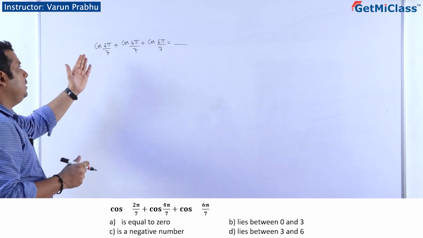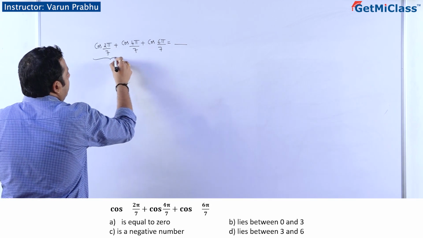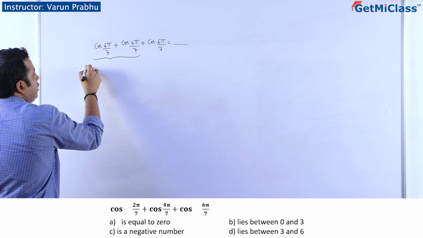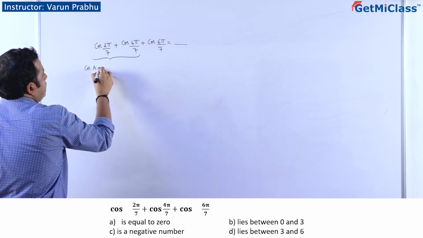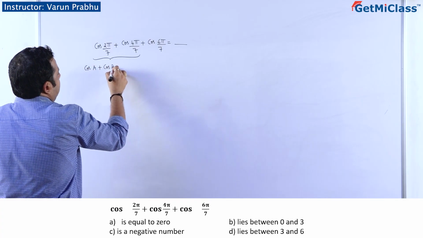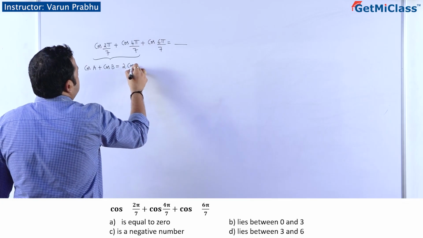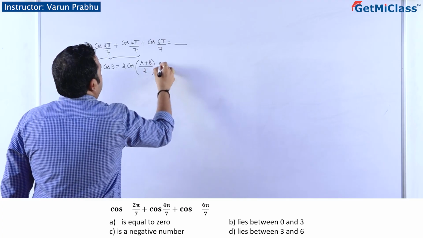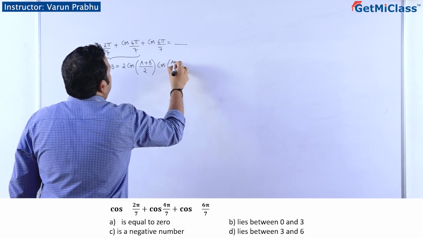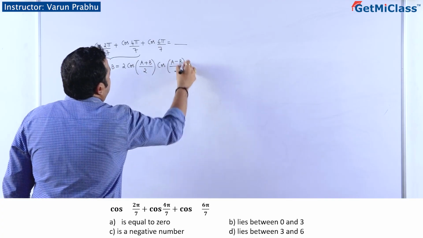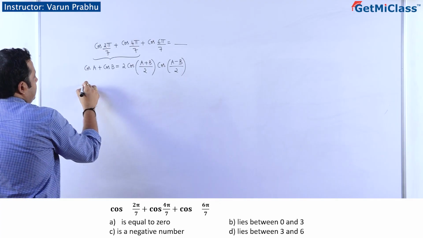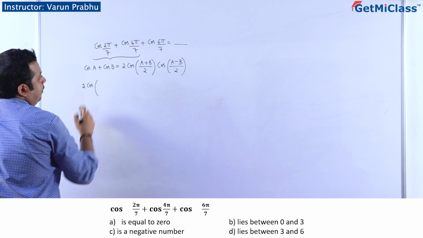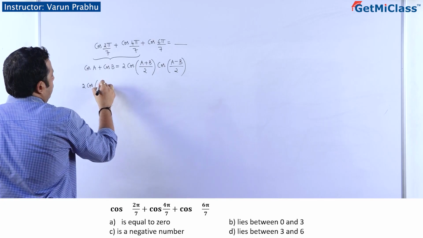Question is asking what is this value? Is it okay? Now if you look at this part, reverse transformation formula. Cos A plus cos B can be written as 2 cos of (A plus B) divided by 2 into cos of (A minus B) divided by 2. Correct or not?